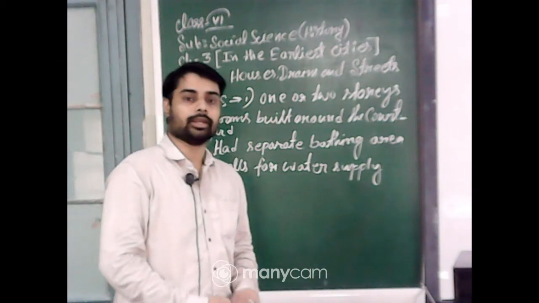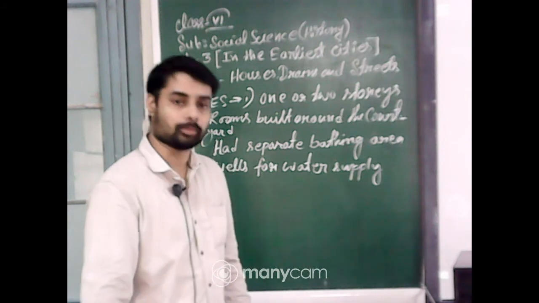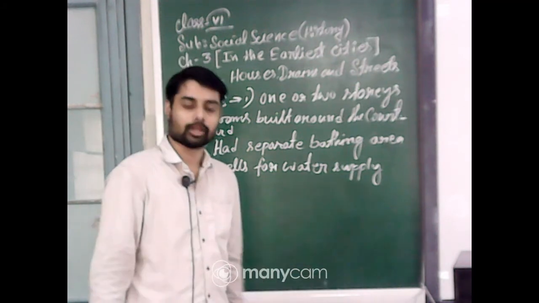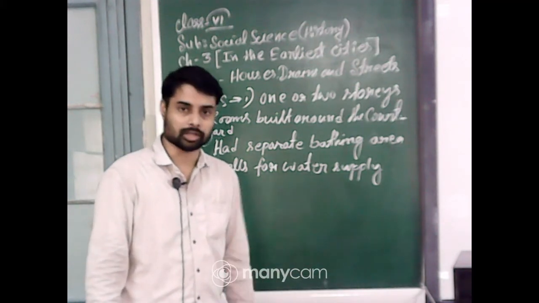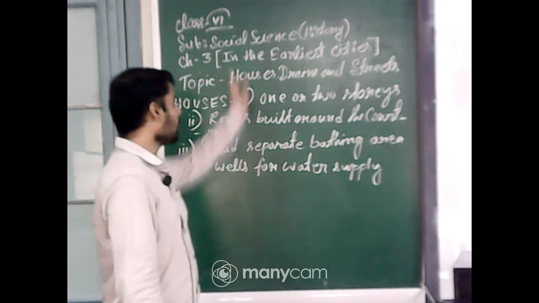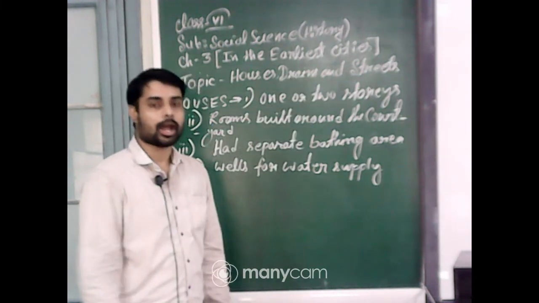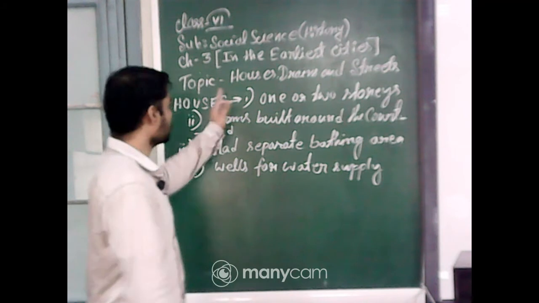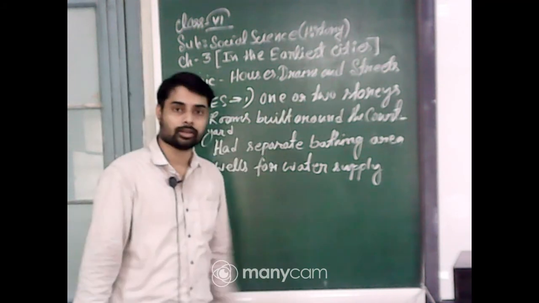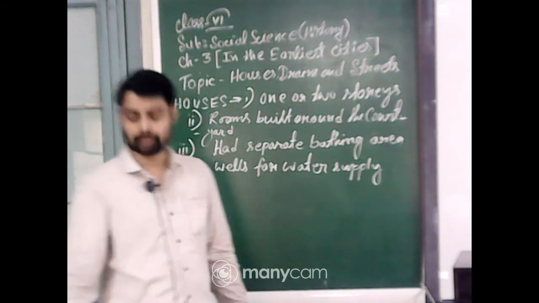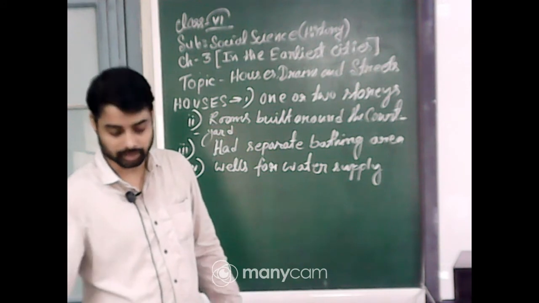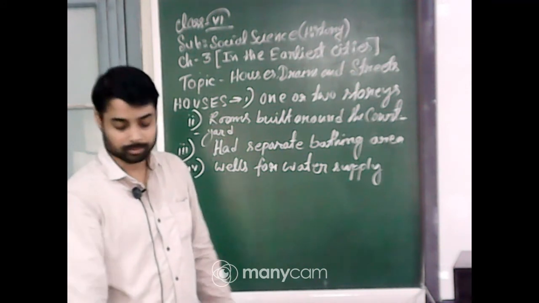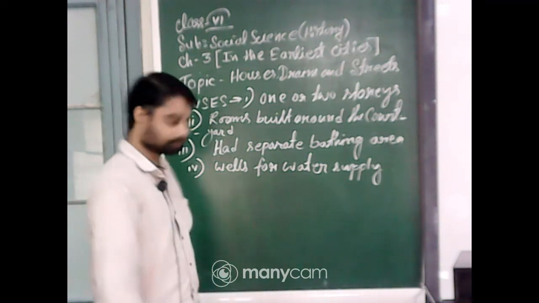And today in our social science history class, I am going to discuss another subunit from your history chapter 3. The name of the chapter is In the Earliest Cities. Today I am going to discuss the subunit houses, drains and streets, as well as life in the city. So let's begin the subunit.